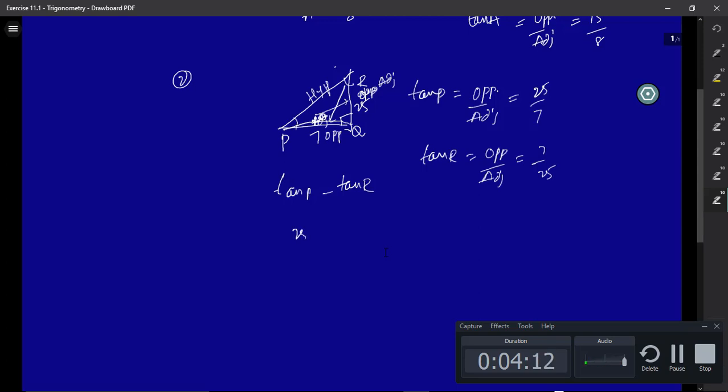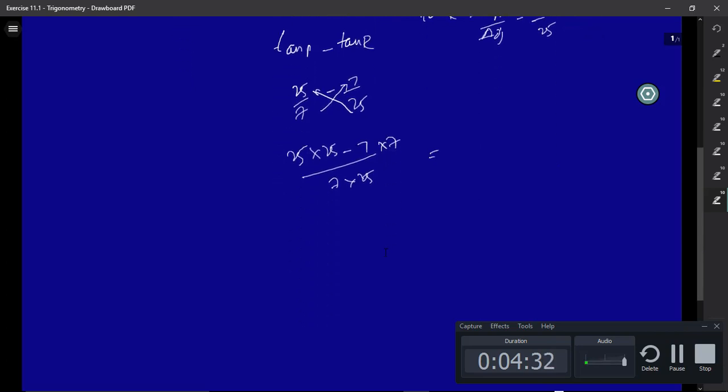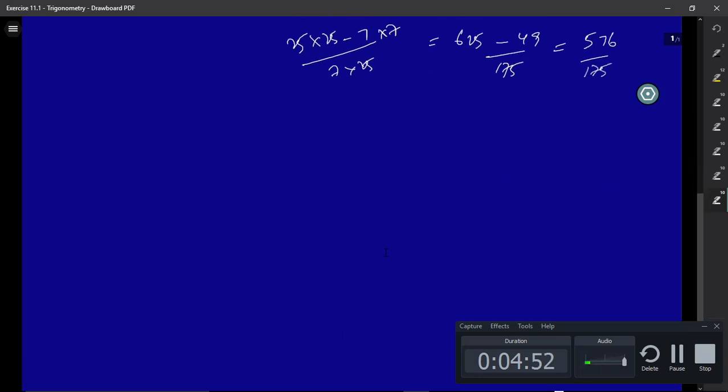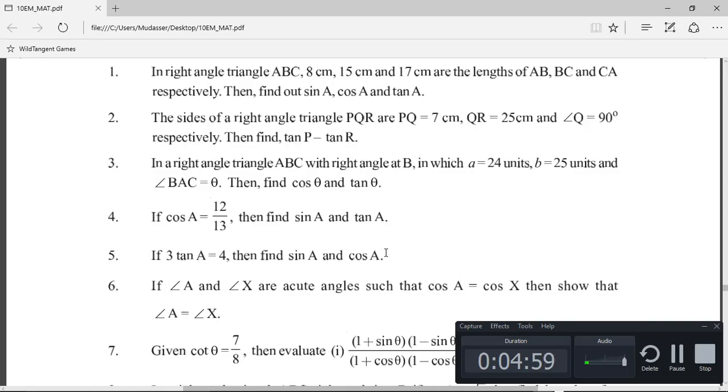Tan P is 25 by 7, tan R is 7 by 25. We can take LCM or else we can just cross multiply this way. 25 into 25 minus 7 into 7 by 7 into 25. 25 into 25 is 625, 7 7s are 49. 25 into 7 is 175. 625 minus 49 should be 576. 576 by 175 is your answer. Tan P minus tan R is 576 by 175.